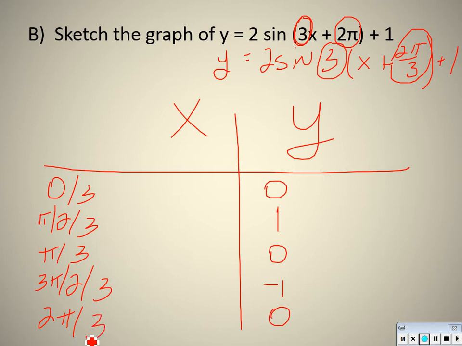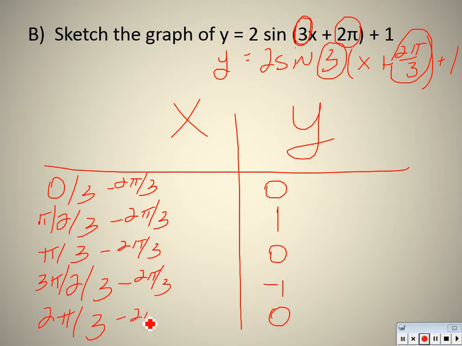And then as far as the x coordinates, also, because I have plus 2 pi over 3 in the parentheses, that tells me that the graph is going to shift to the left 2 pi over 3, and if I shift to the left, I want to subtract. So each one of these are also going to get subtracted by 2 pi over 3. So when I work these out, I have 0 divided by 3 is 0, minus 2 pi over 3 is negative 2 pi over 3. Here I have pi over 2 divided by 3 is pi over 6, minus 2 pi over 3 is negative pi over 2.